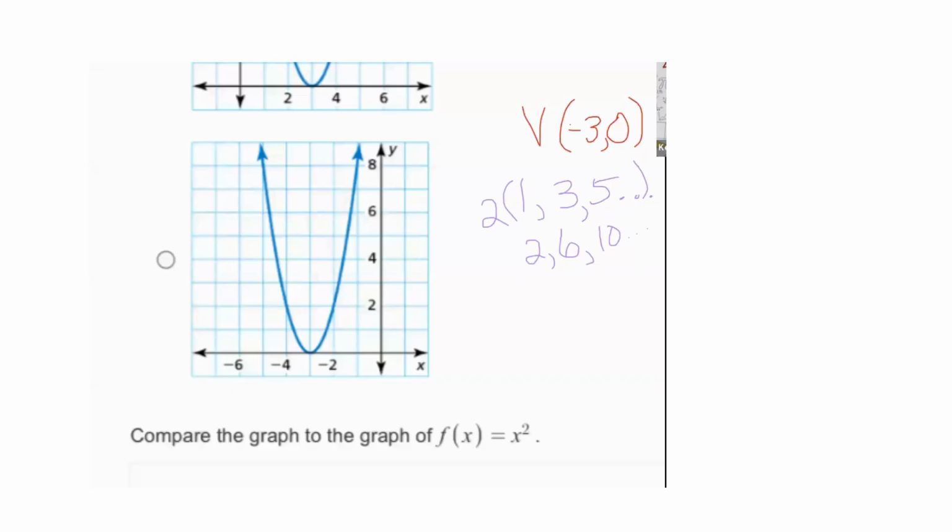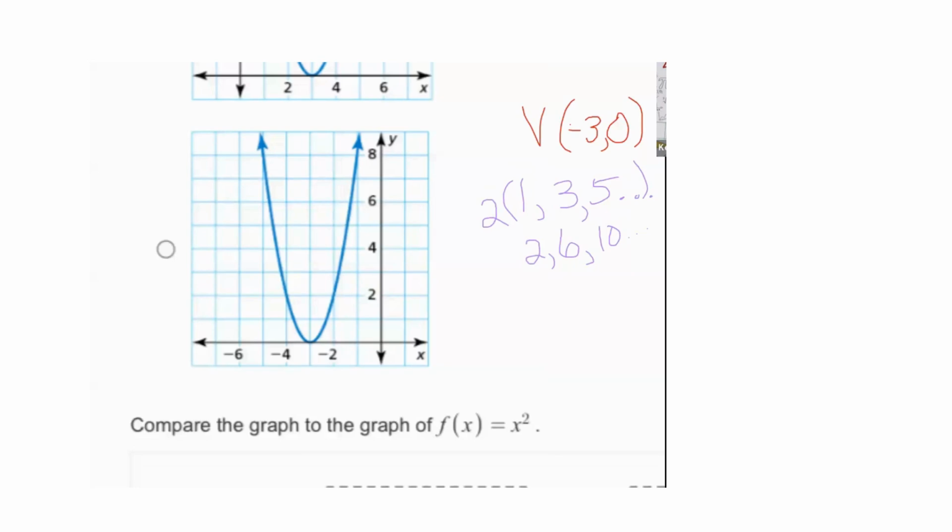Okay, so we have our vertex, and it's right there. What we want to see is whether this is going to go up. This is our vertex, this is our axis of symmetry. Axis of symmetry means that everything on the left is going to look exactly like everything on the right.